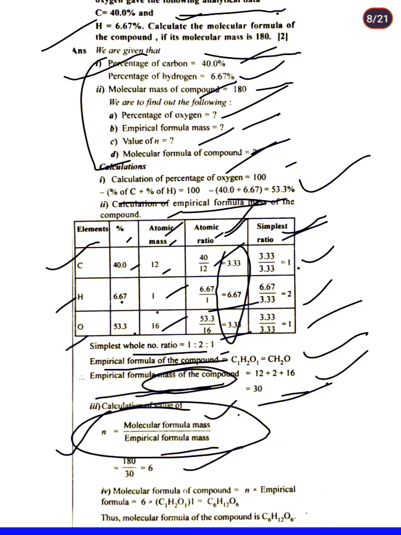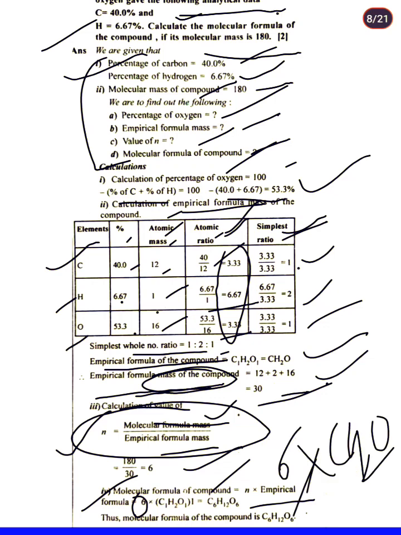So the molecular formula of the compound equals n multiplied by the empirical formula. n का value आ गई 6, multiplied by the empirical formula CH2O, so we will get C6H12O6, that is the molecular formula of the compound. So this is the stepwise procedure to solve the numerical, specially percentage based, which is a 3 marks based question mostly in the paper, ठीक है जी। सो नेक्स्ट देखते हैं numerical.